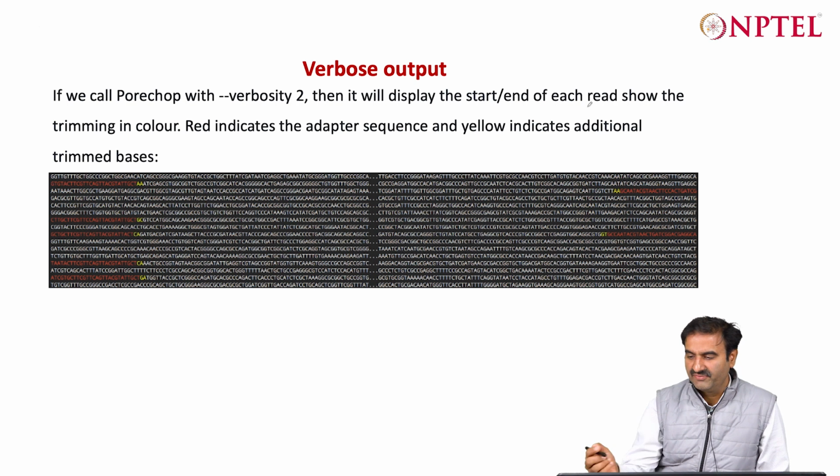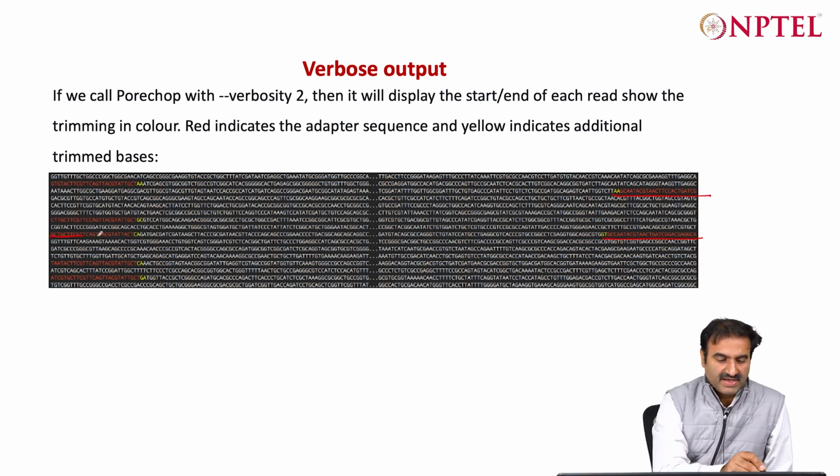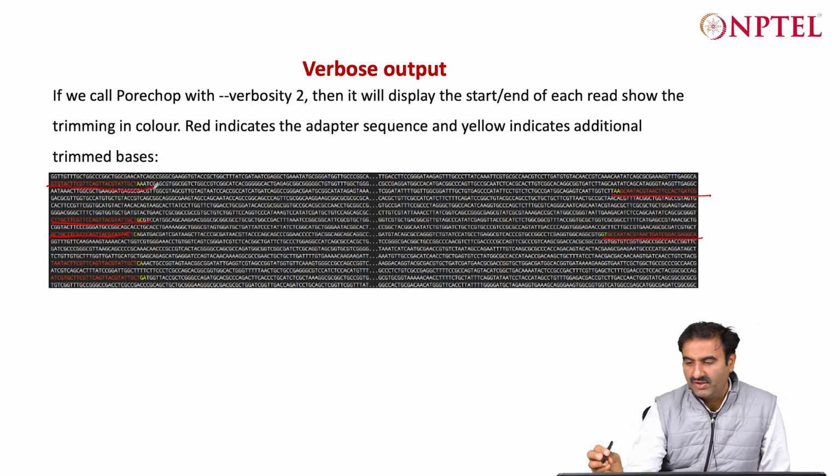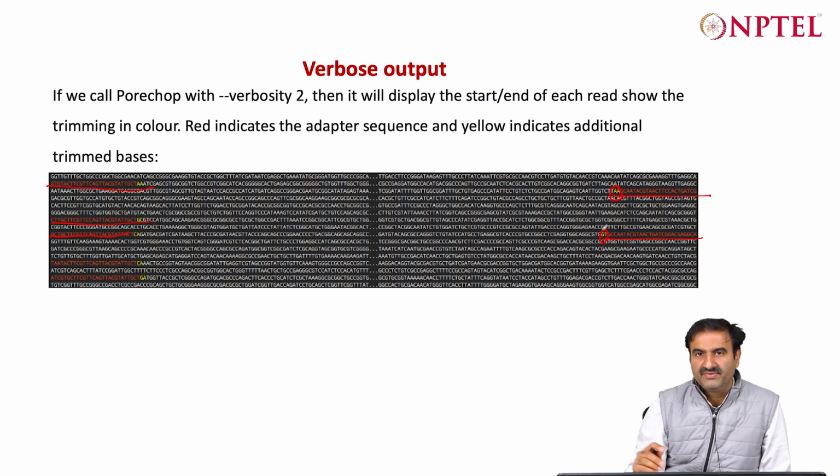Okay, so this is the case where there are reads. You can see this is highlighted in red, containing adapters. Along with the adapter, it will also chop 2 base pairs which are attached to the adapter, just to make sure that the adapter is cleanly got rid of.